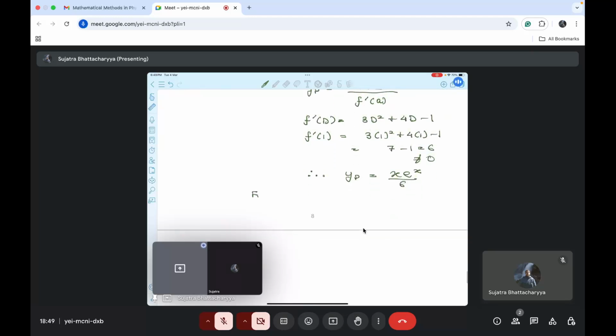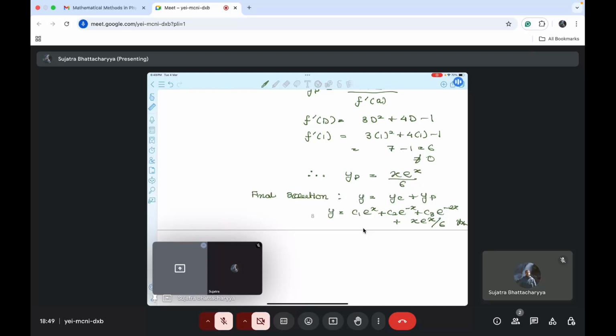Final solution is therefore y is equal to yc plus yp. Therefore, y is equal to c1 e to the power x, c2 e to the power minus x, c3 e to the power minus 2x. These are the complementary solution, and plus the particular solution x e to the power x by 6. So this is the answer. Fine. This is how you have to do.